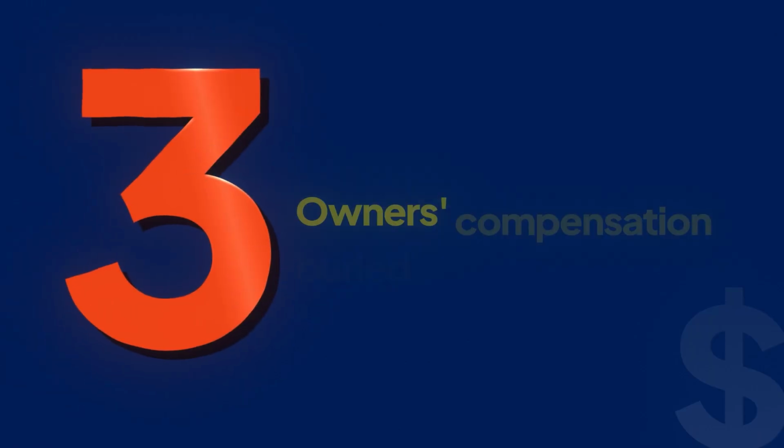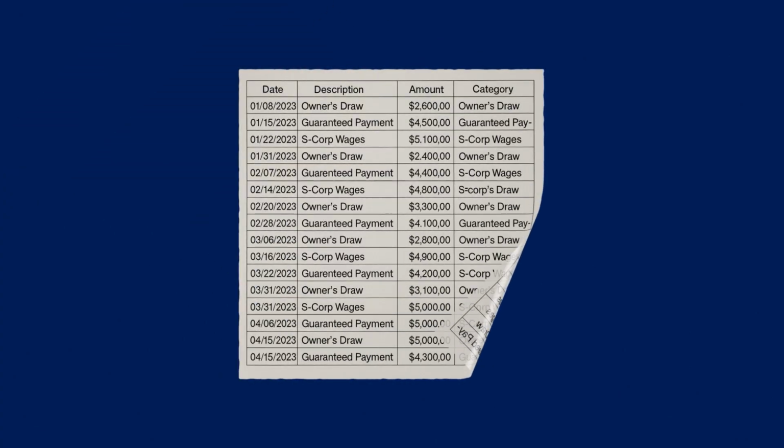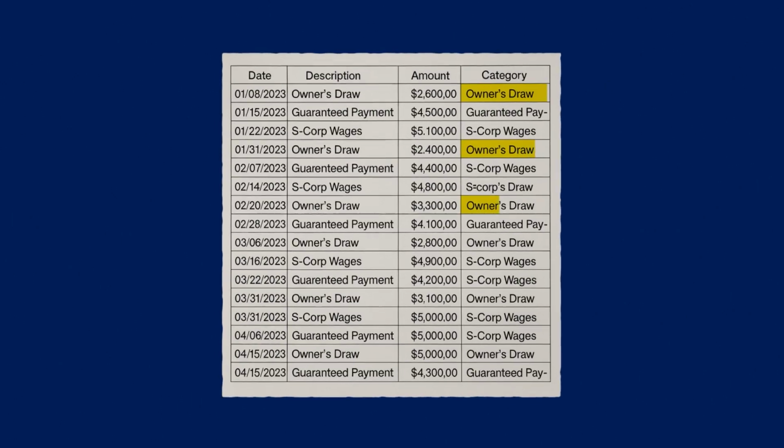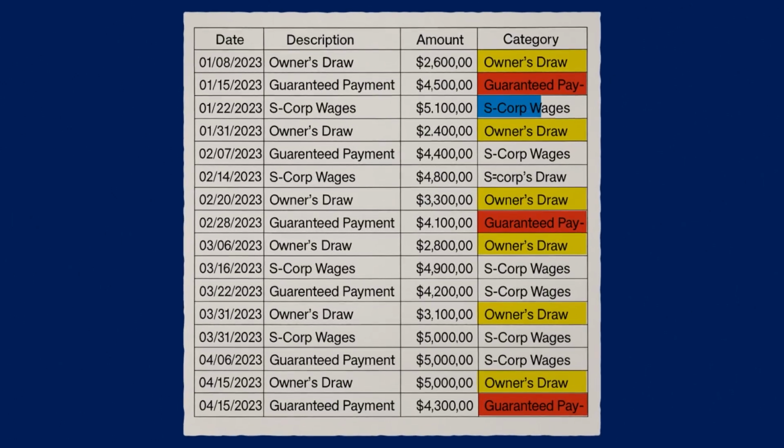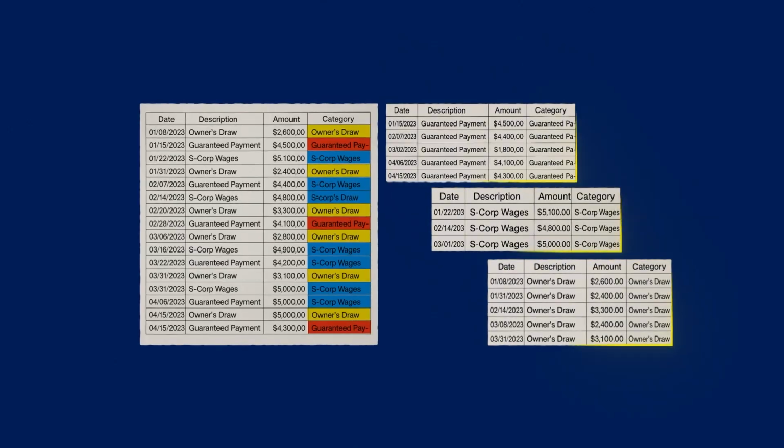The third biggest mistake is that we often see owners' compensation buried in operating expenses. So why does this matter? Well, we're trying to figure out the true cost of running the business. And you're really underestimating the true cost of running the business because you're burying your own compensation in operating expenses. So what are we trying to do here? What we want to do is separate out owner's draws, guaranteed payments, and S-corp wages into a clean category outside of your operating expenses.